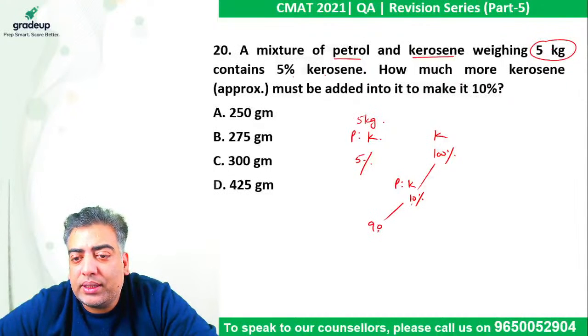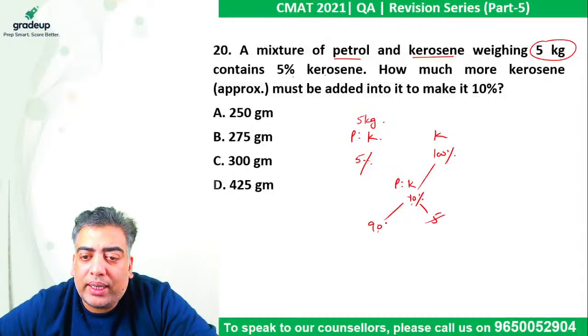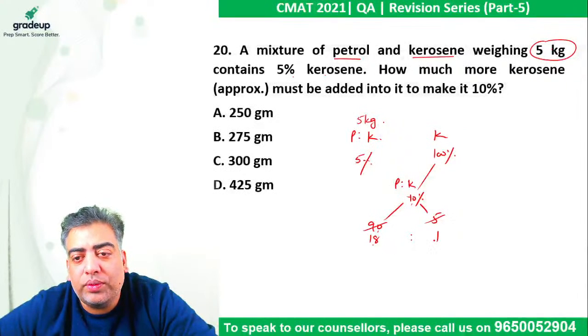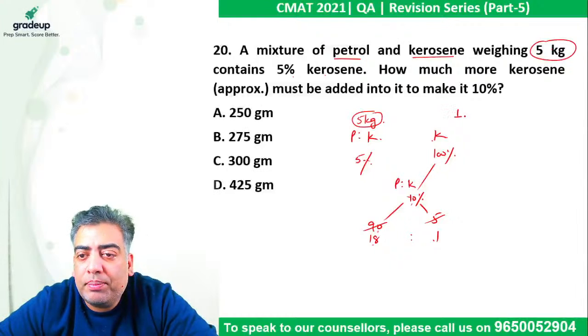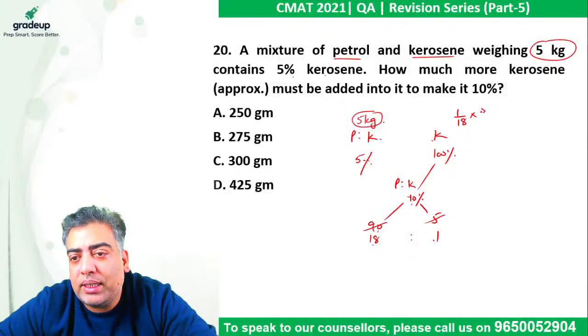So their difference is 90. Their difference comes out to be 5. So 5 gets cancelled out. 5 ones are 5, 5 eights are 40. So they are mixed in the ratio 18:1. So if this is 5 kg, this must be 1 by 18 of 5 kg, which is 5000 grams.